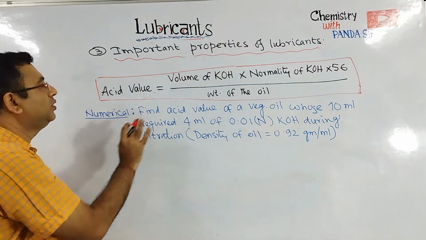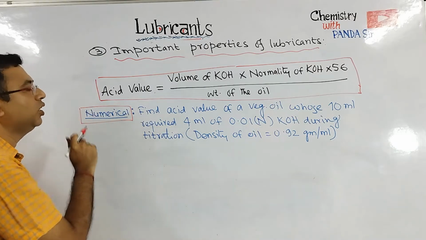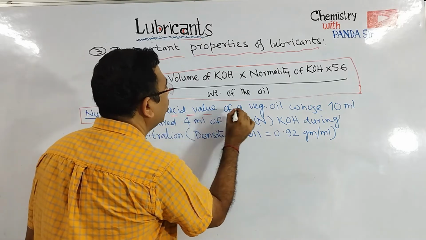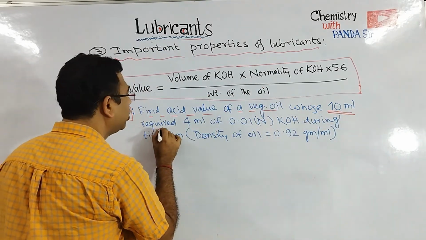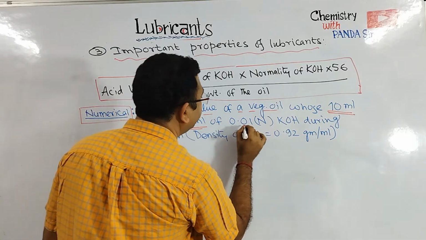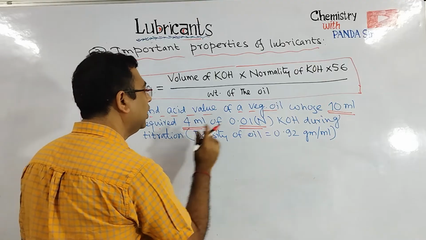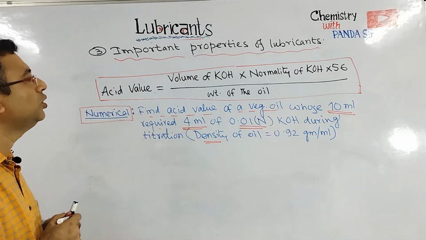So you can expect this kind of numerical. Purposefully I have given: find the acid value of a vegetable oil whose 10 ml required 4 ml of 0.01 normal KOH during titration, and the density of the oil is also given. So these are the information.